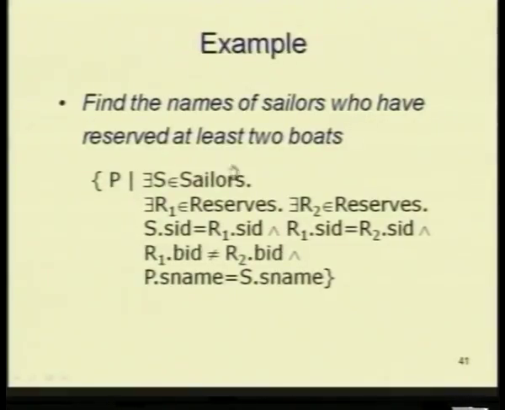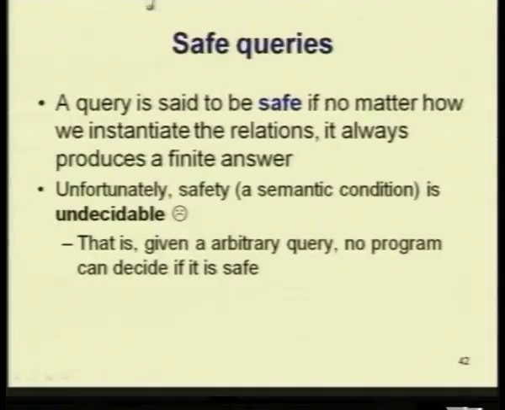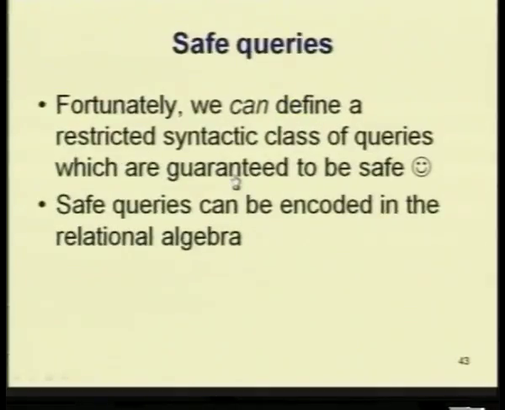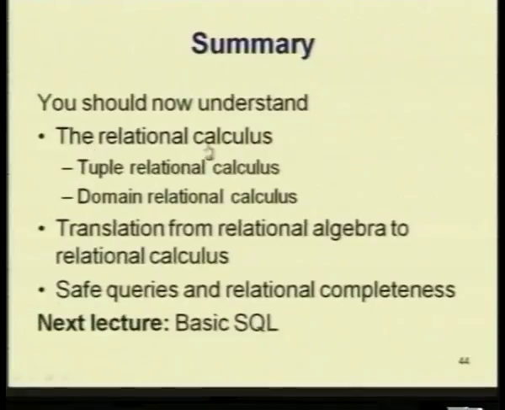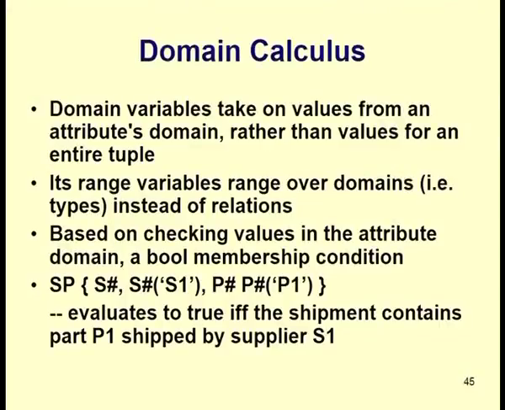This says find the names of sailors who have reserved at least 2 boats, and the query is said to be safe if you have decided these things. Now, fortunately we can define a restricted syntactic class of queries which are guaranteed to be safe, and safe queries can be encoded in relational algebra. So, you should now understand that relational calculus consists of tuple relational calculus and domain relational calculus, and we have looked at basically only tuple relational calculus and we also have to look at domain.